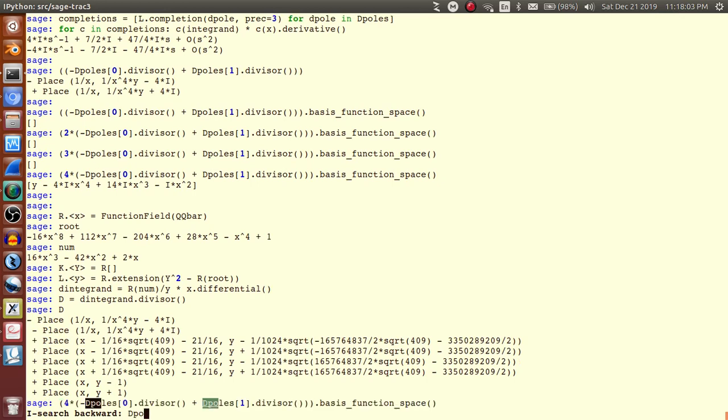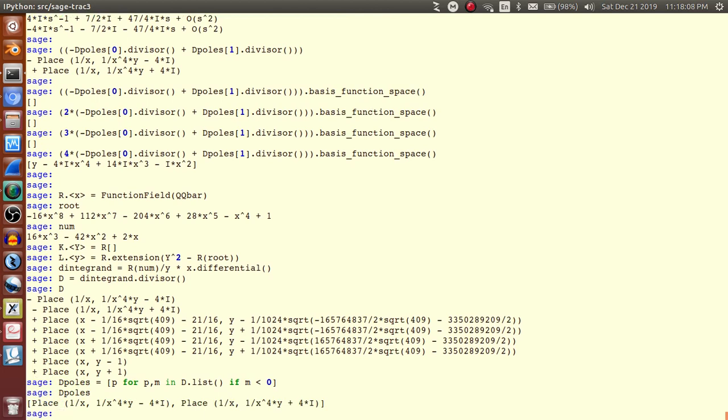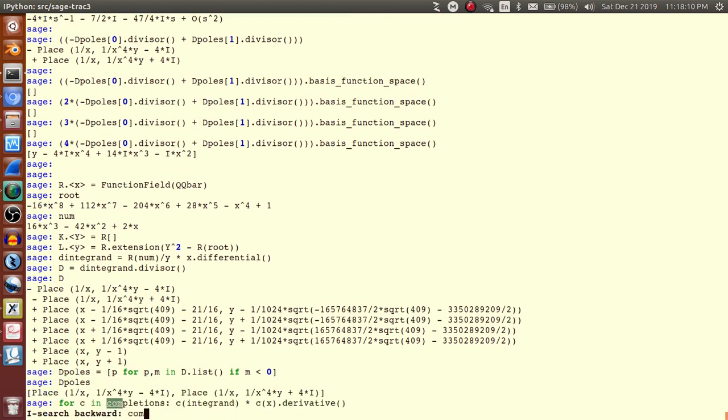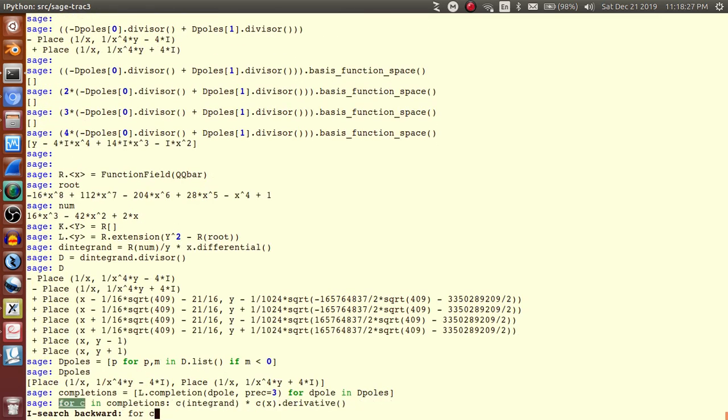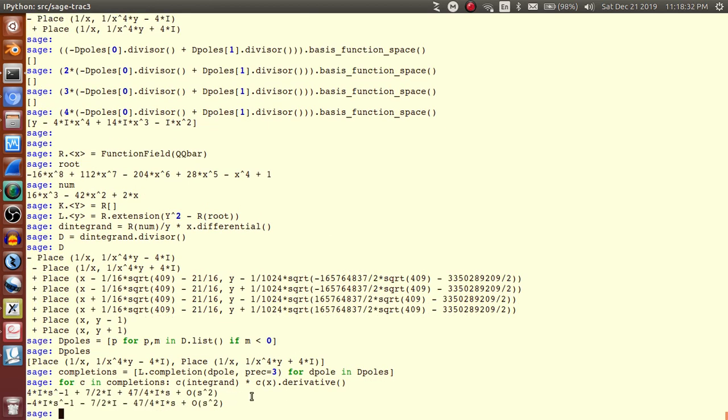We then extract the polar part of the divisor. It's this, it's the poles of the divisor. We construct completions, which are series expansions at each of the poles. Then for each completion, we actually construct the series expansion of our integrand times the dx, and we get this.